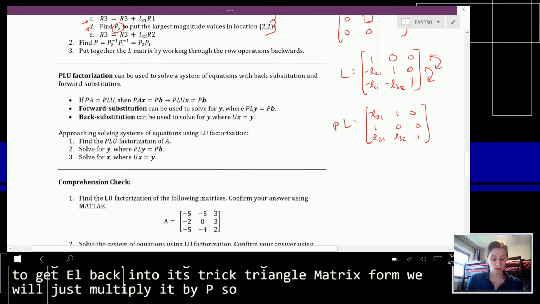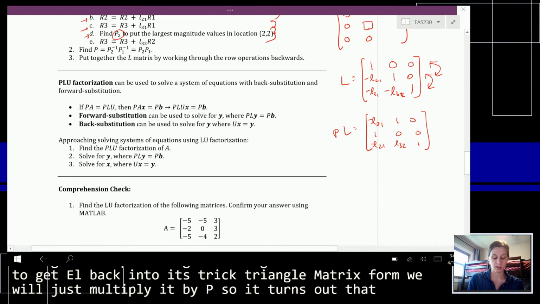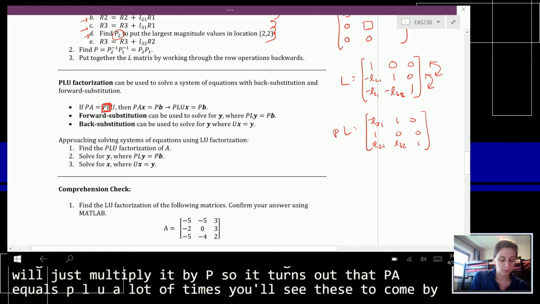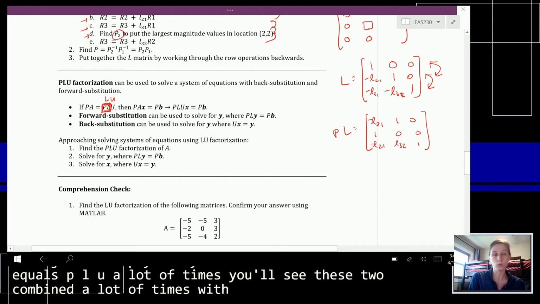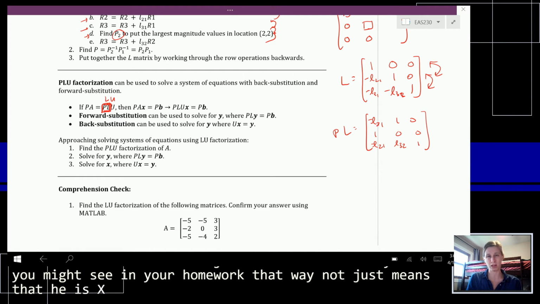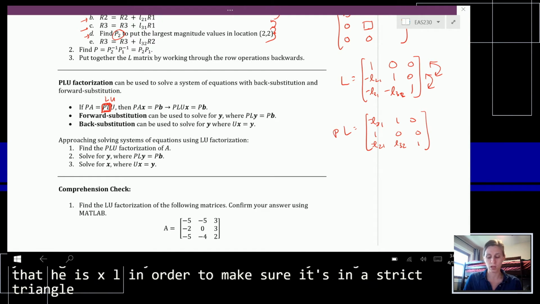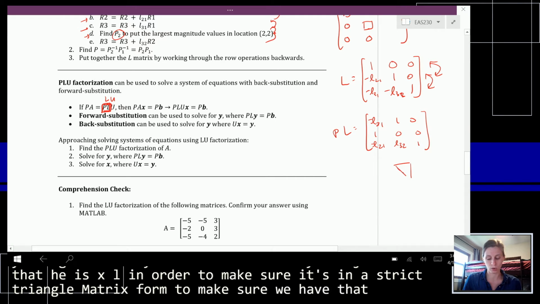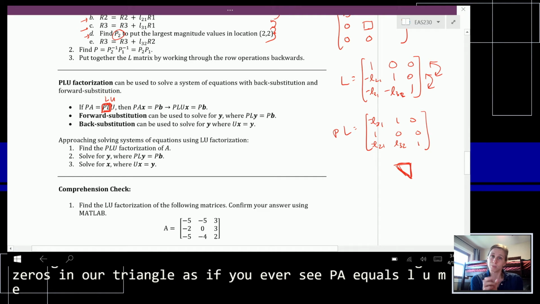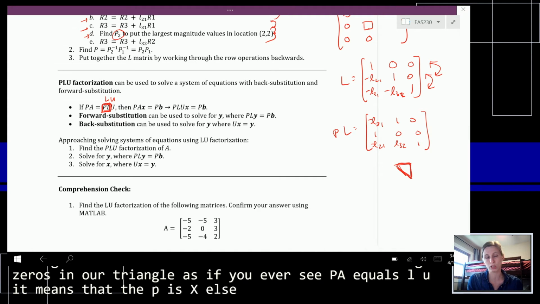So it turns out that PA equals PLU. A lot of times you'll see these two combined. A lot of times you'll just see it as LU. You might see in your homework that way. That just means that P is multiplied by L in order to make sure it's in a strict triangle matrix form, to make sure we have those zeros in our triangle. And so if you ever see PA equals LU, it means that the P is multiplied by L, so that's in a strict triangle matrix form.